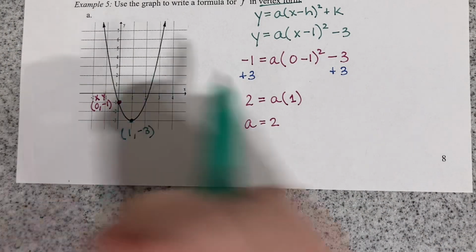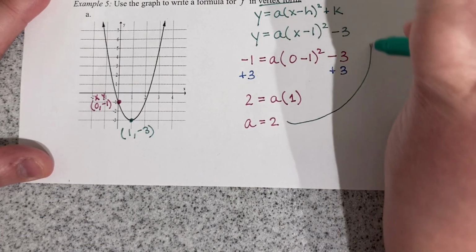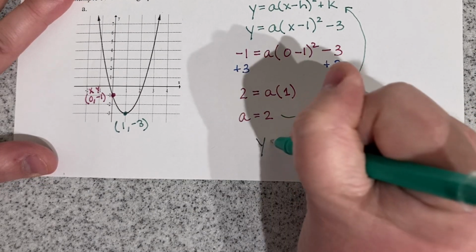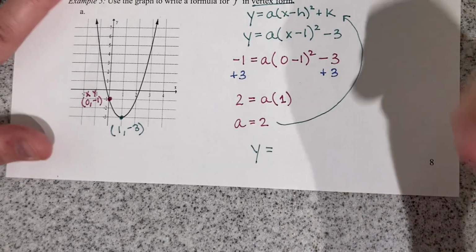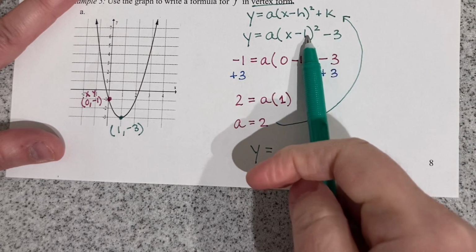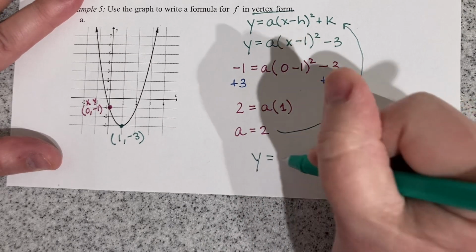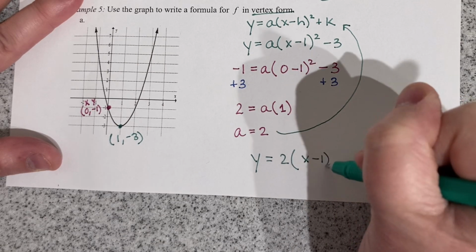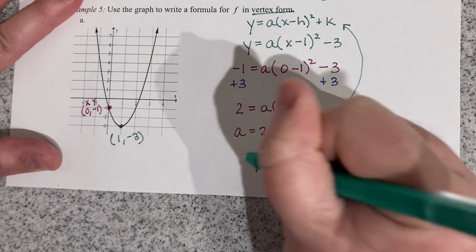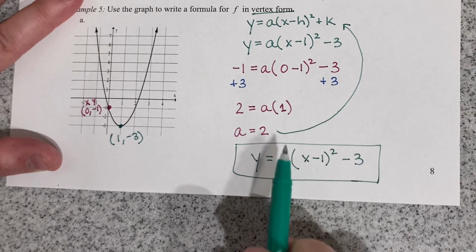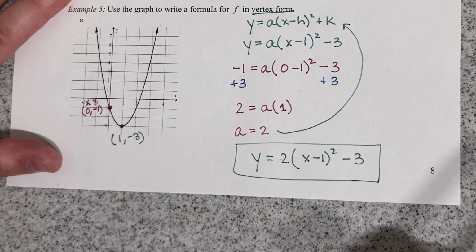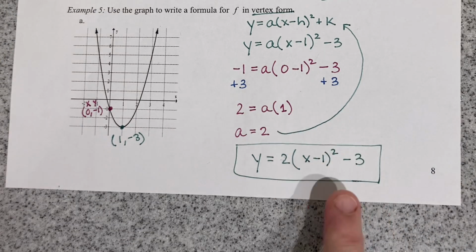And then last step, don't forget to plug that into the original equation. So our answer, not the one with the h and k's, the one with the 1 and the 3: y equals 2 times x minus 1 squared minus 3. Double check: the a we found is positive and it's a right side up regular parabola. So this looks good.